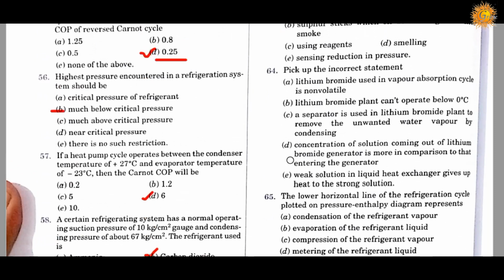Option D is concentration of solution coming out of lithium bromide generator is more in comparison to that entering the generator. Option E. Weak solution in liquid heat exchanger gives up heat to the strong solution. So the wrong statement is C.